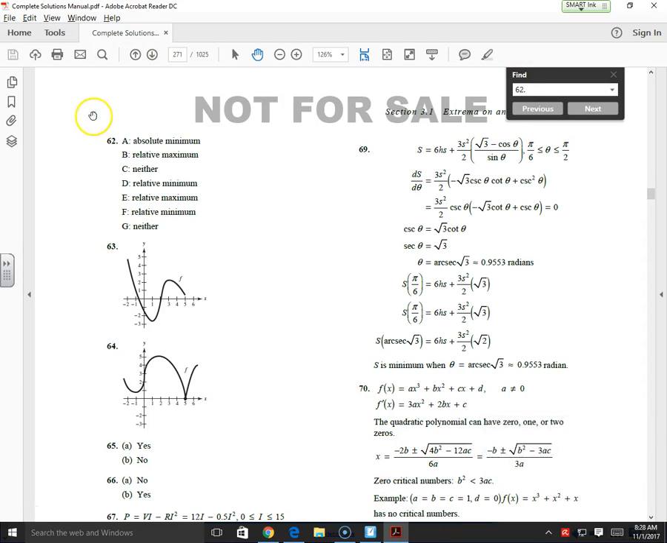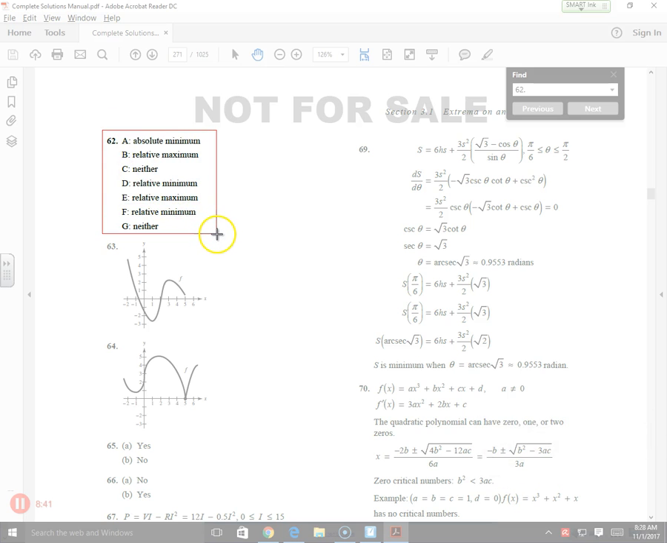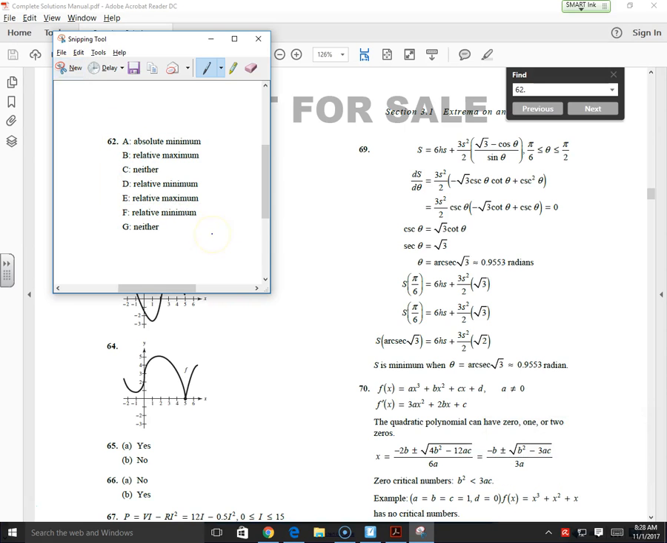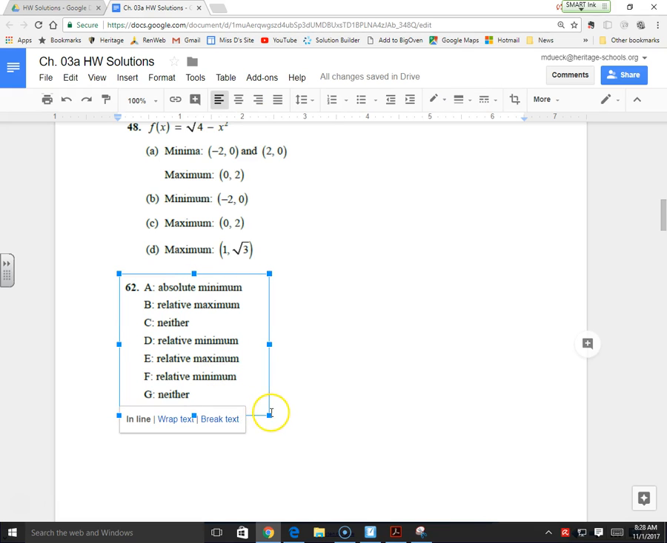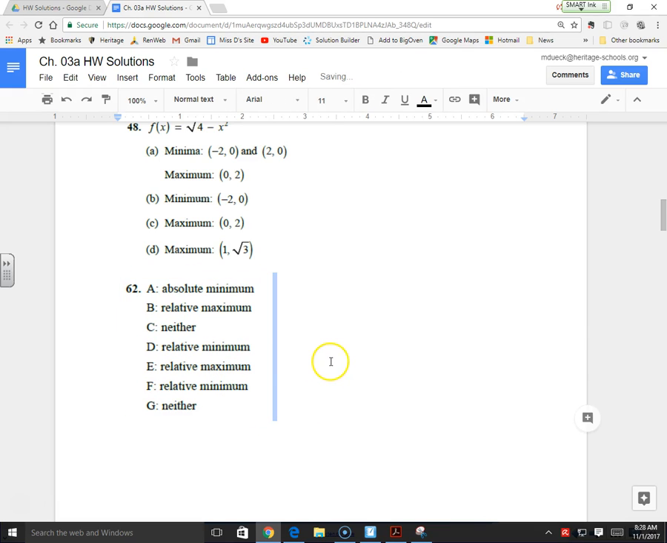You're identifying points, and I think it was one of those pictures like we kind of had in notes, with the points, and you were identifying what it was. So then number 62, there he is. Although he's kind of small, I'll make him a little bit bigger. A is an absolute min, B is a relative max, C is neither. D is a relative min, E is a relative max, F is a relative min, G is neither. So neithers can happen at critical numbers and endpoints.